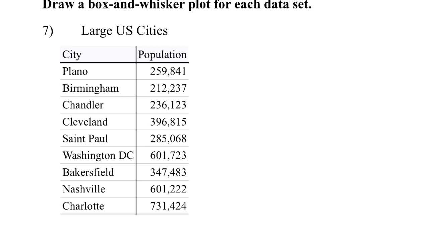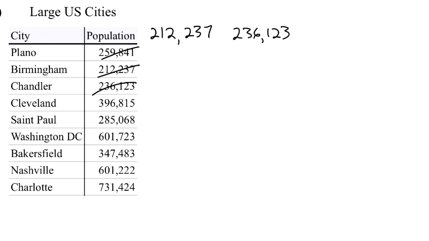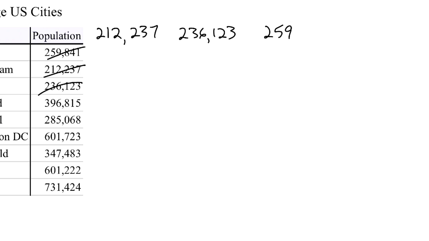Here we're going to draw a box and whisker plot. Ooh, and this one, we've got to really do some work on this one. The data's not in order and it's kind of big data, so it's a little bit of a mess. So we have 212,237 right there. 236,123. 259,841. 285,068.